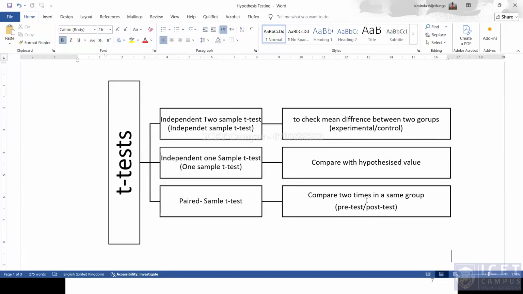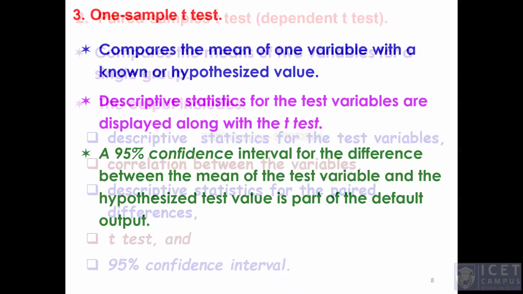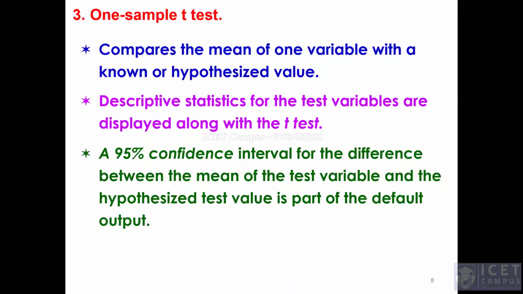Can you understand where to use the independent two sample t-test and the paired sample t-test? You have to understand it. If not, if you go further, you will be in trouble when we are doing analysis of your research. Any question? Can you understand where to use it? I think yes. There is another type of t-test that we call the one sample t-test. The one sample t-test compares the mean of one variable with a known or hypothesized value. Descriptive statistics for the test variables are displayed along with the t-test.